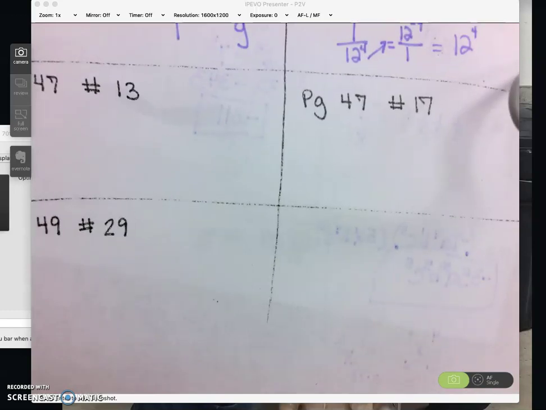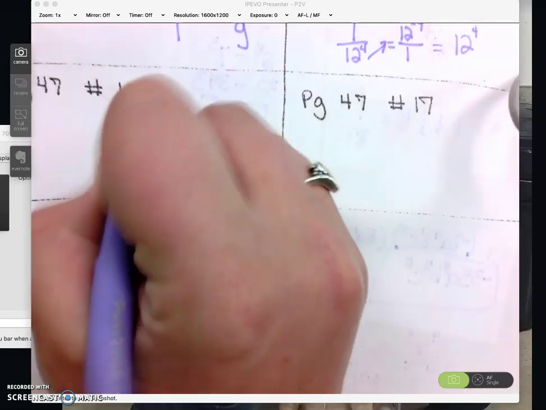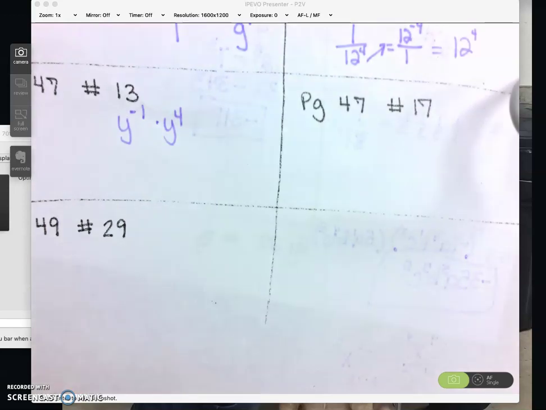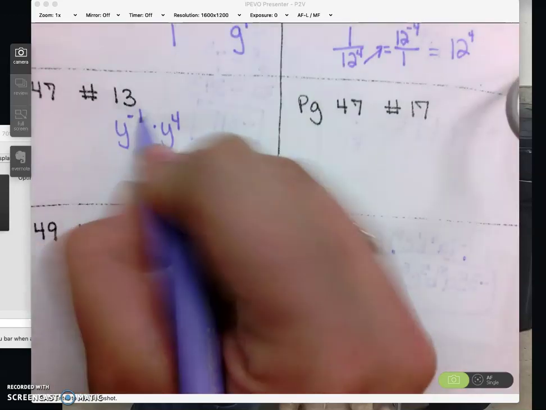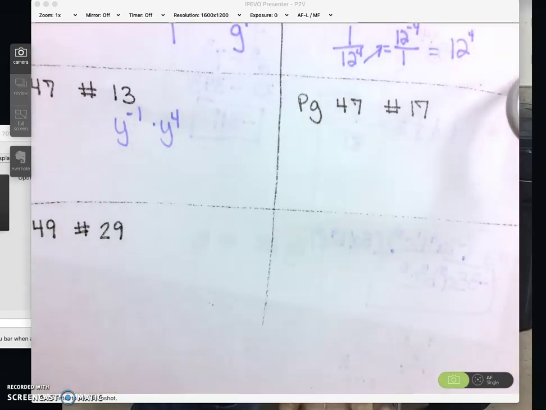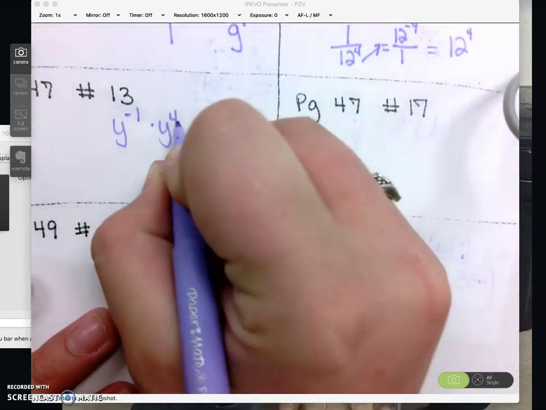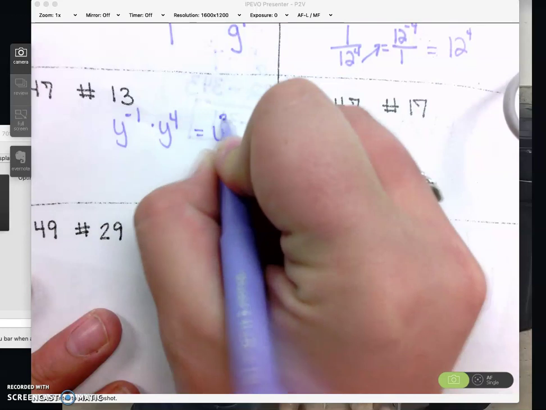That's okay. Number 13 is y to the negative first times y to the fourth. Combining those, I add the negative 1 and the 4. Think of it as I owe Chrissy $1. I'm in the hole $1. I get $4. I have to give her 1. How much do I have left? 3. So combining negative 1 and 4 gets me 3.